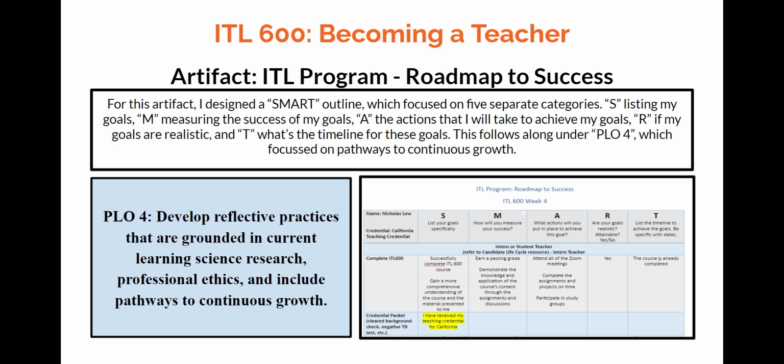This follows along under PLO 4, which focused on pathways to continuous growth. Focusing on PLO 4, like I said, it's including pathways to continuous growth, right? What goals am I setting and how am I measuring those successes, and what actions am I taking to achieve those goals? And then the timeline for T, right, in the SMART acronym, which is the timeline to achieve these goals. What does my pathway look like and how can I get there and to achieve it?